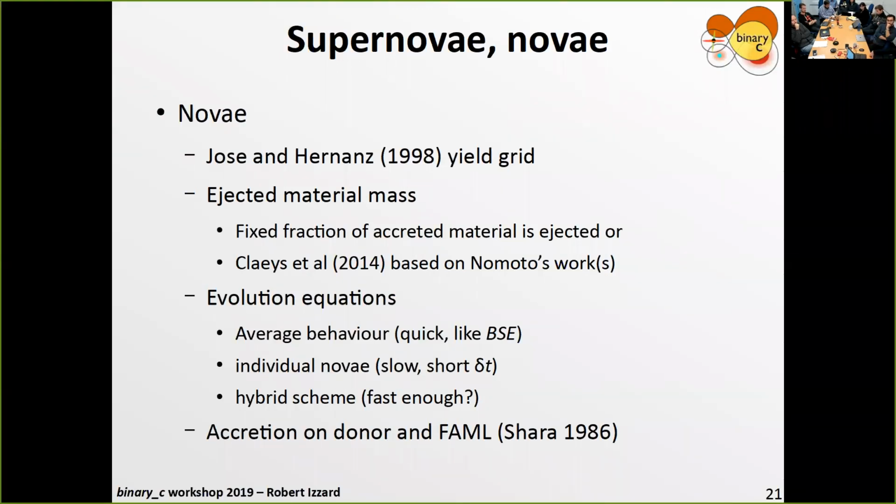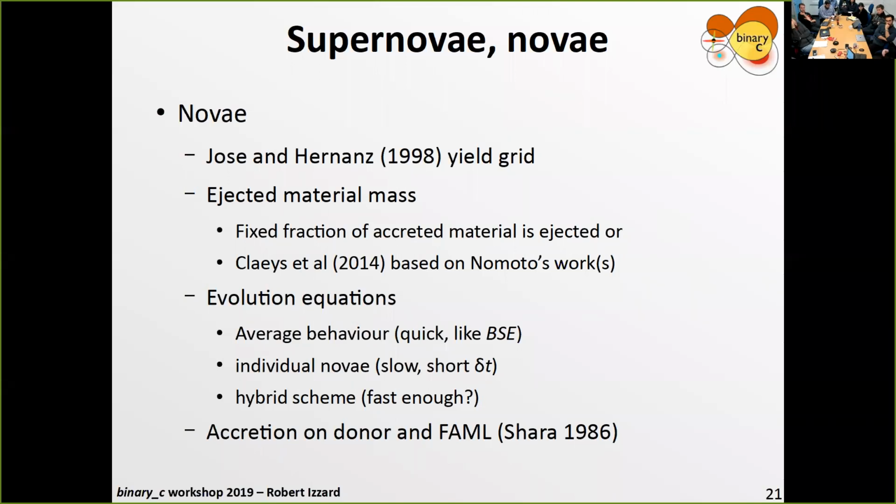We can also implement individual novae in the code now. So each individual nova is followed. So you have very short time steps between the novae. And that's great if you want to look at the yields as a function of nova number, which is what Arman hopefully will be working on.